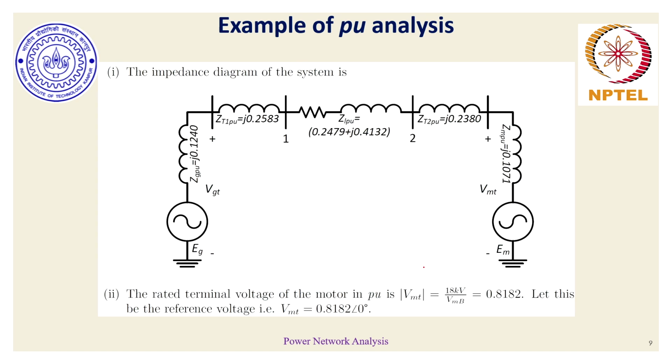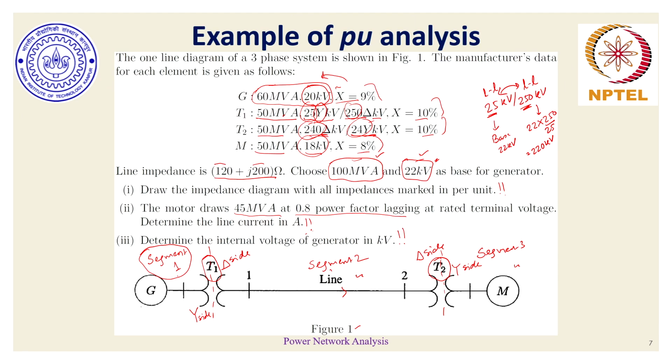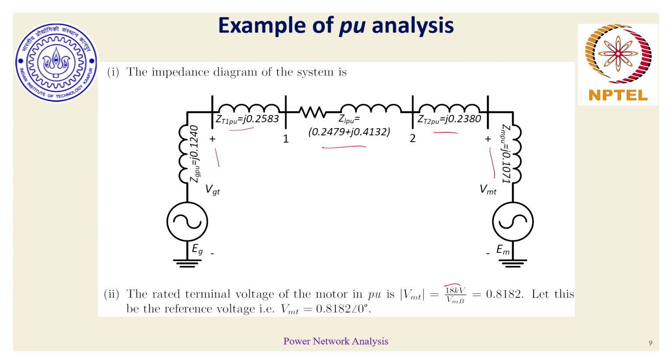Once we know these impedances, we can draw the impedance diagram marking all those impedances in per unit given over here. And thanks to per unit system, it appears that there are no transformers considered at all, or there is no transformer involved at all. It's given that the rated terminal voltage of motor is 18 kV. So essentially, the question here says that the motor is operating at rated terminal voltage, which is 18 kV. So we convert 18 kV on 22 kV base, which is 0.8182, and we choose this as our phasor reference for all the phasors that we will evaluate in this particular impedance diagram of the power network.